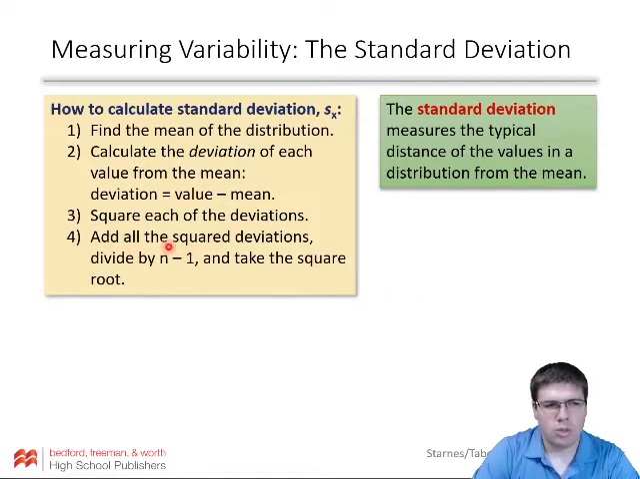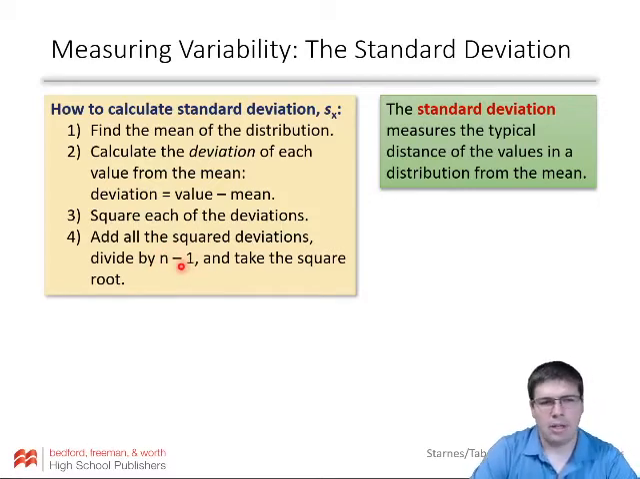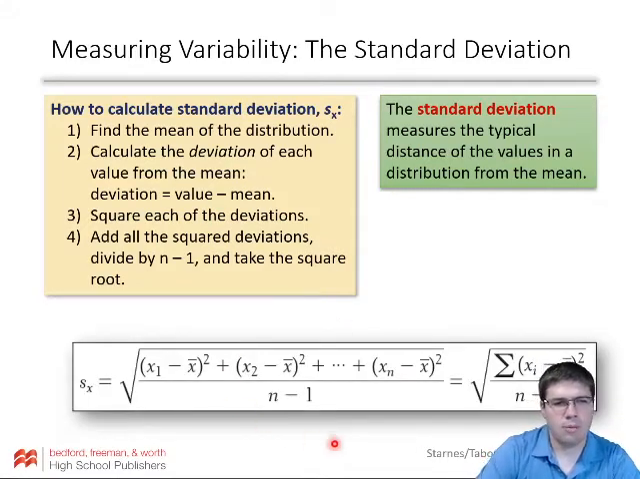This little minus 1 we call a Bessel correction, and we can get into more about why that is. If you had the population, you wouldn't do that, but for a sample, the smaller the sample gets, the bigger this does to inflate the standard deviation. And then take the square root of that. So we square and then later take the square root on the outside. It gets us very close to an average distance from the mean, but it's not quite.